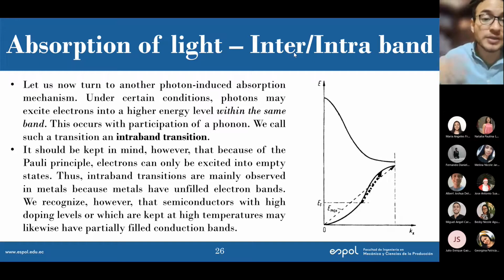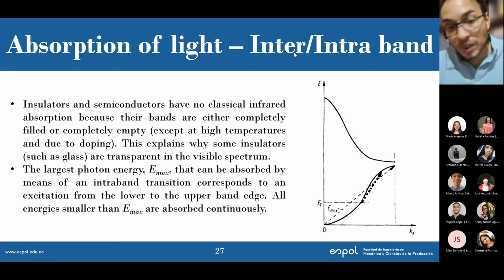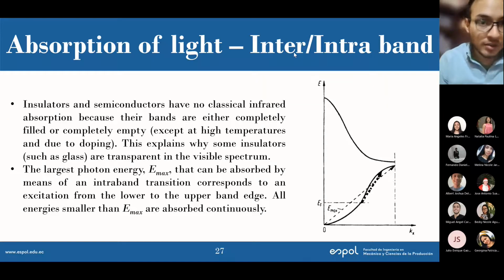However, if you have a semiconductor that is highly doped, remember you create those holes, right? And therefore you do have space for electrons to move. That's why you will have intraband transitions in those materials. As I said, intrinsic semiconductors have bands that are completely filled. That's why they don't have a classical infrared absorption, and that's why insulators are transparent in the visible spectrum, right? That's why glass is transparent, and many insulators actually are transparent in the visible spectrum.